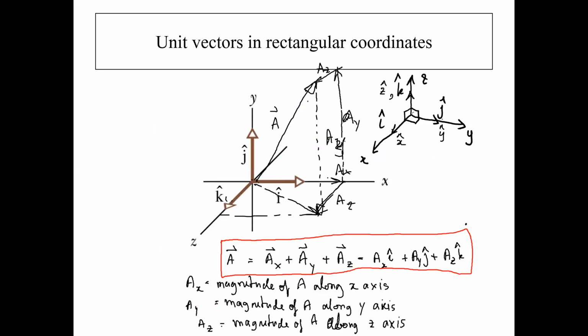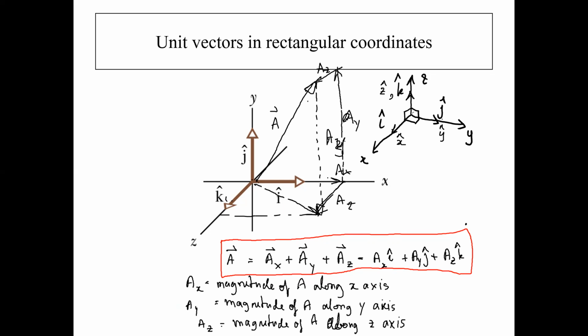By doing that, we can describe any vector in Cartesian rectangular coordinates in terms of three unit vectors. We have the unit vector along the x-axis, which we call i, the unit vector along the y-axis, which we call j, and the unit vector along the z-axis, which we call k. So any vector can be broken into the addition of three vectors.